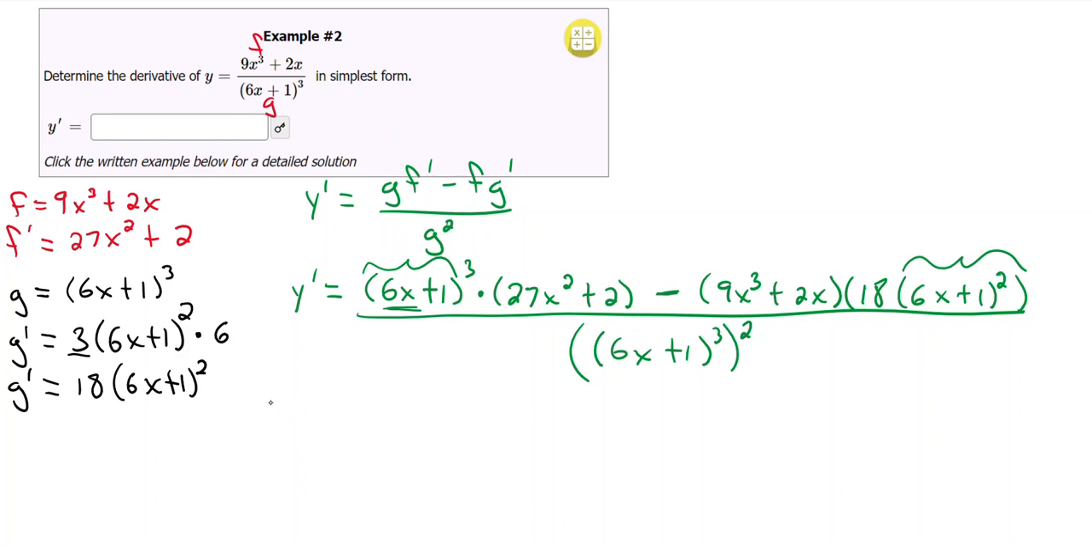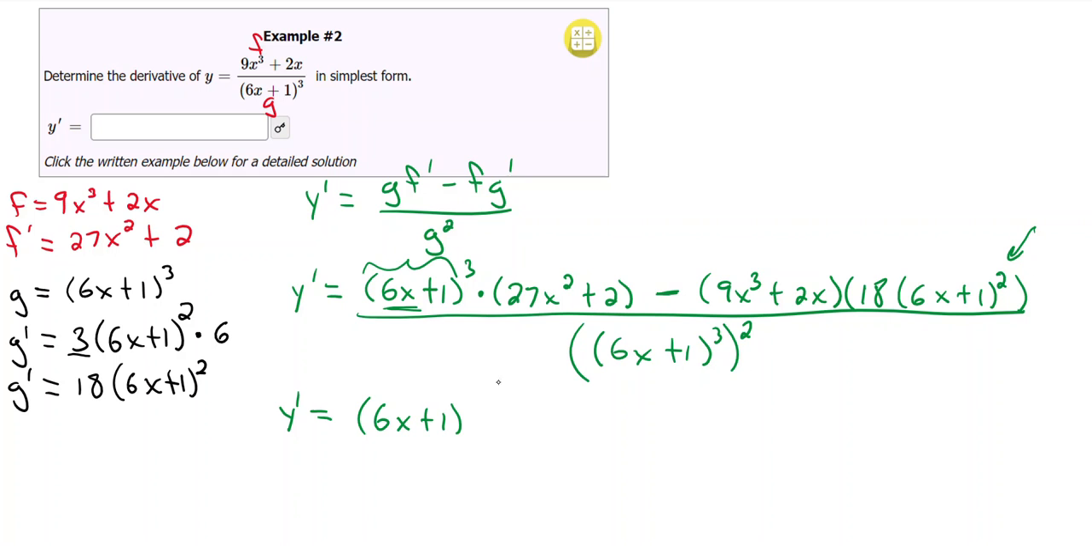Okay, so like I said, let's factor that out now. Up in the numerator, what I'm thinking here now is 6x plus 1. And how many can I factor out? Well, like I said, there's 2 over here and there's 3 over here. So I have to take the smallest exponent on this, right?